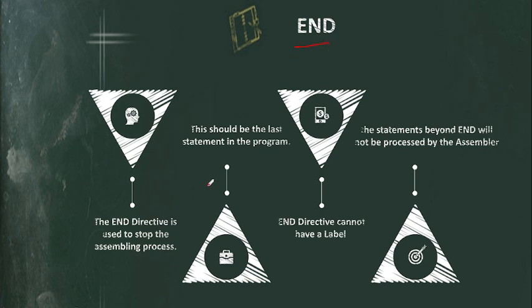So there are some rules here. The END directive is used to stop the assembly process, and this should be the last statement in the program. After END, whatever you write will not be executed. That is one thing you need to understand. Unless you jump to that line, it will not be executed. And the END directive cannot have a label. END should be one special line which should not have any labels.